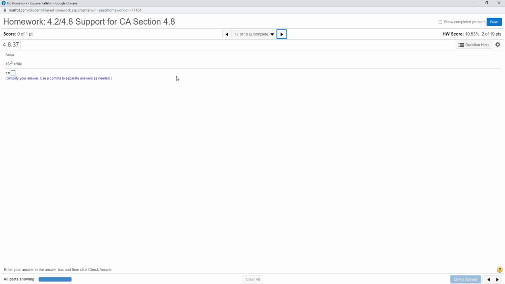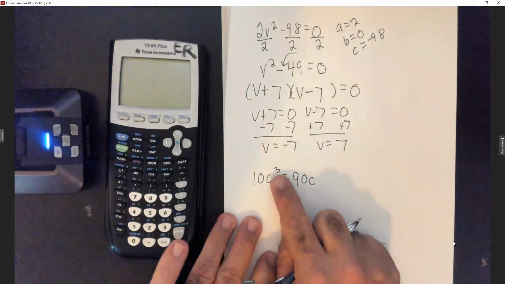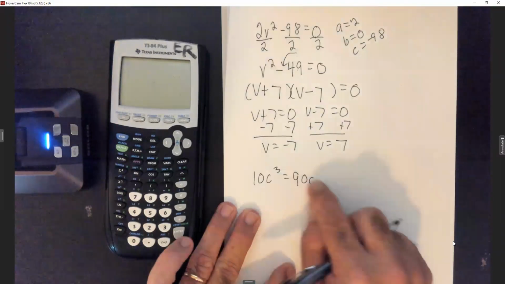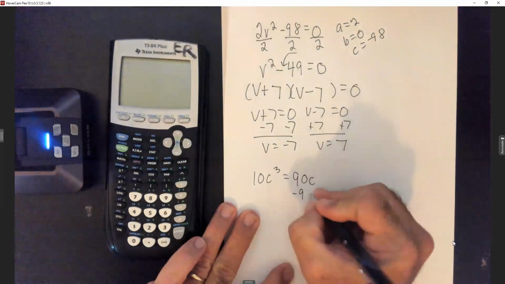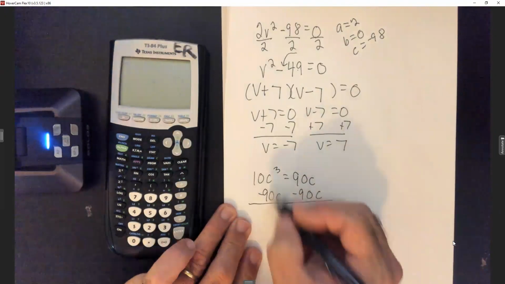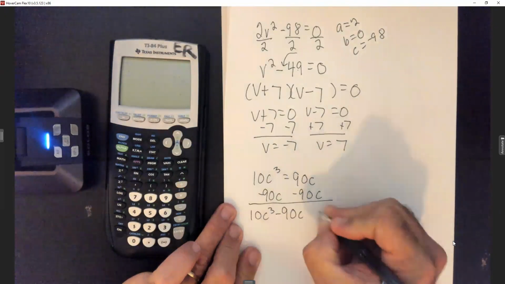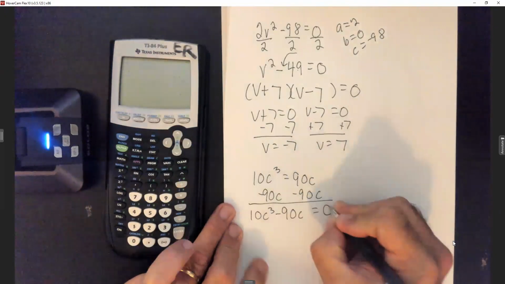All right, I'll do this one because we've got a cube on this one. 10c cubed equals 90c. Now, the programs will not do these problems when they have exponents of 3 in them, okay? So the first thing we want to do, this needs to be a 0, so we're going to subtract that 90c from both sides. So notice what I get. These are not like terms. So 10c to the third minus 90c is going to equal 0.